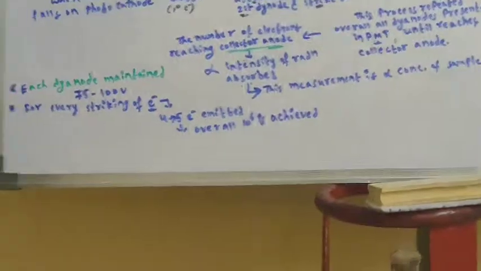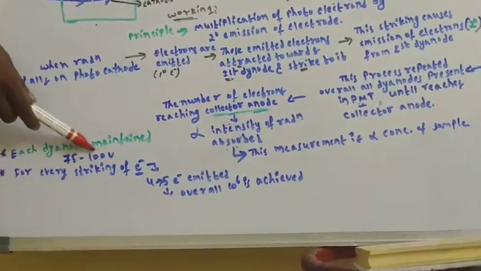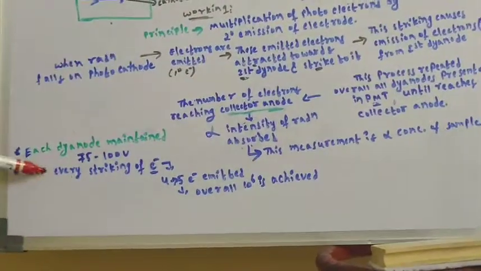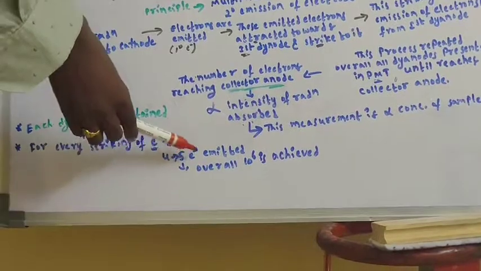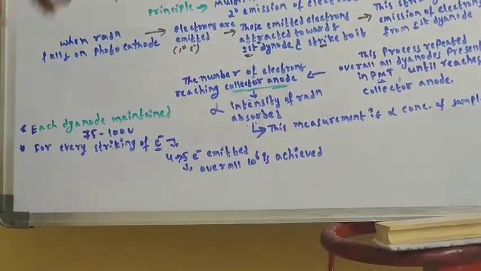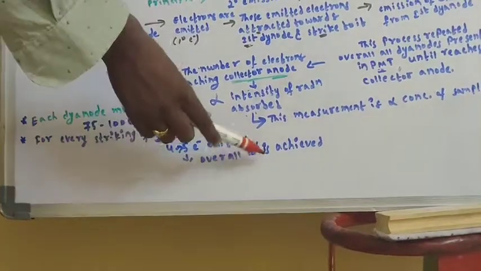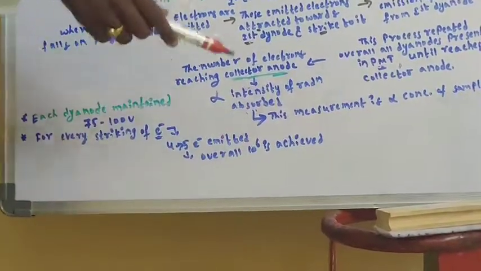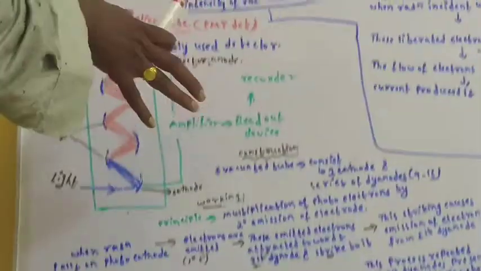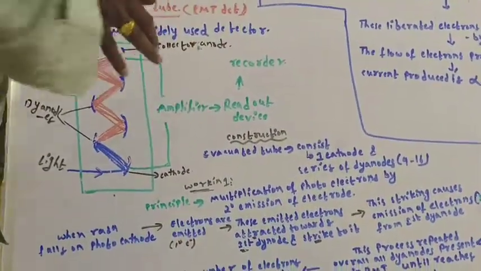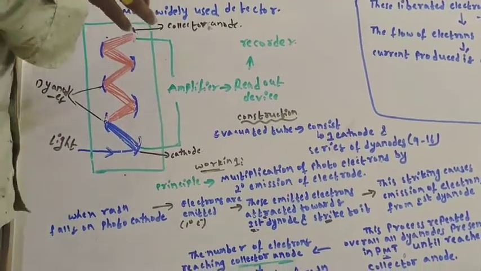Then remember, each dynode is maintained at 75 to 100 volts. For every striking of electrons, 4 to 5 electrons are emitted. Overall, a multiplication of 10 to the power of 6 is achieved in the photomultiplier tube detector. This is an important thing. This is about the photomultiplier tube, most commonly used in UV visible spectroscopy.